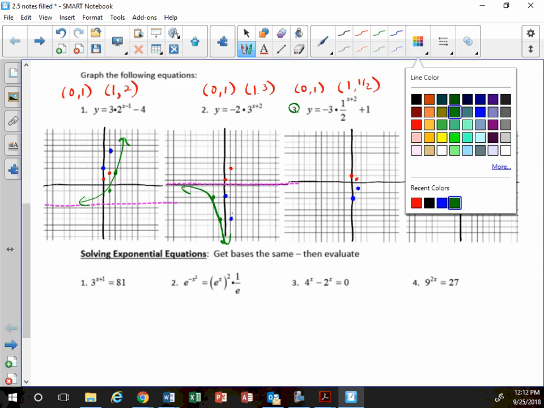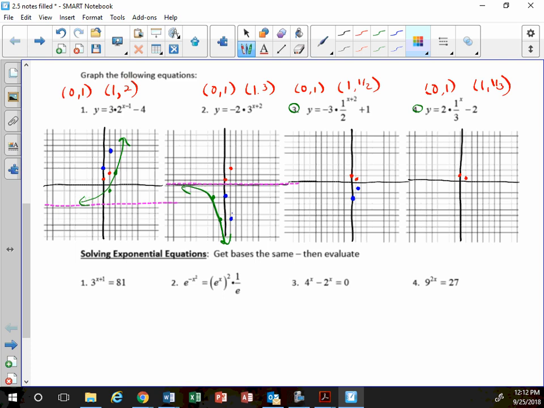Then I have to go left 2 and up 1. What about your horizontal asymptote? Where is it on this one? y equals 1. Good. y equals 1. With that, you can then sketch your shape.